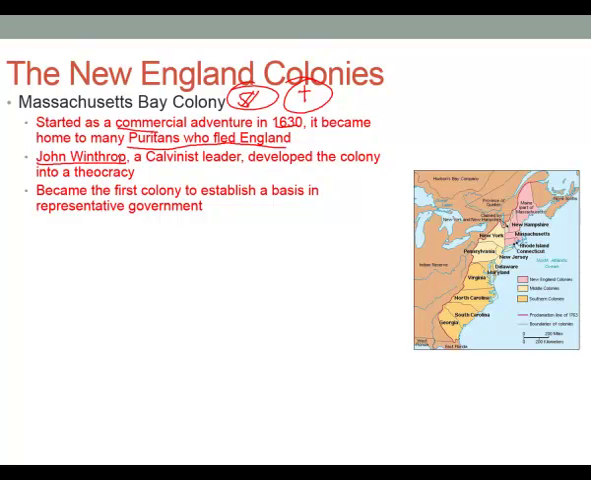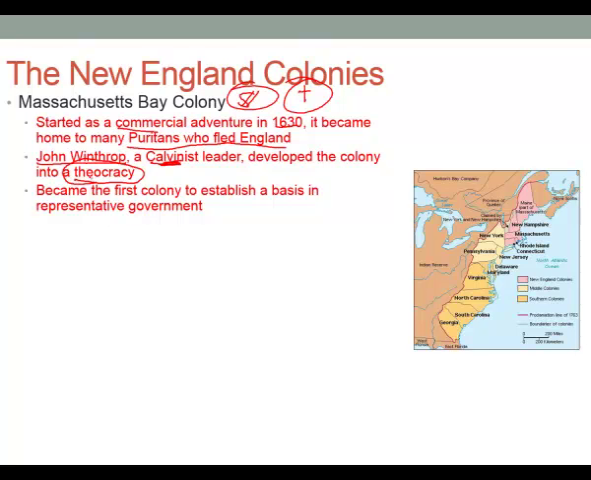Okay, John Winthrop, Calvinist leader. Calvinism is your church. Develop the colony into a theocracy. Whoa, wait a minute here. Okay? Now, this is in your objective, the how and why. How are they settling? Politically speaking, they have a theocracy. What is a theocracy? It's ruled by religion. A government that is ruled by religion.